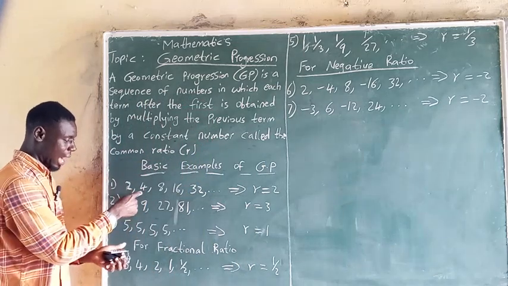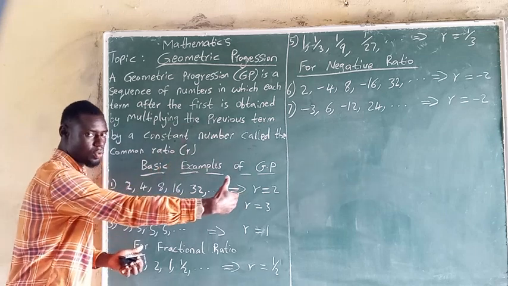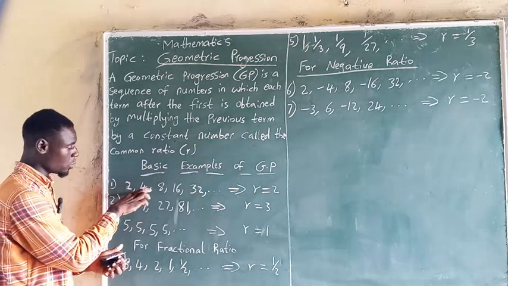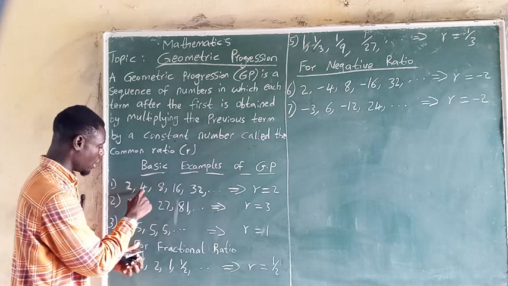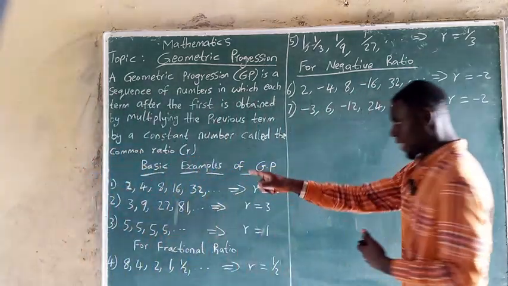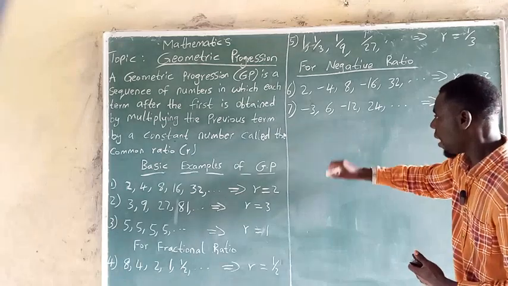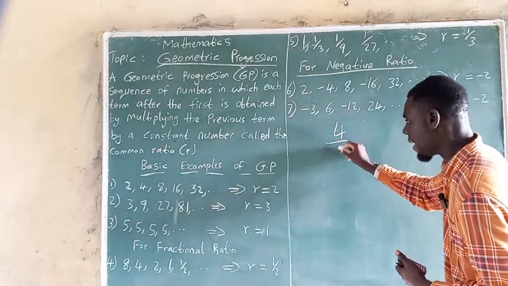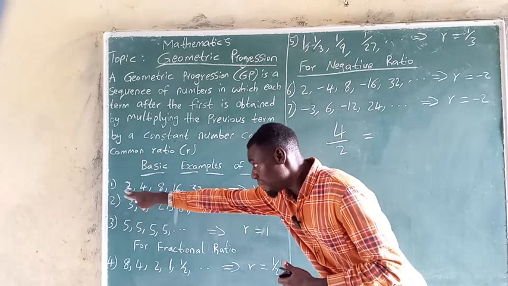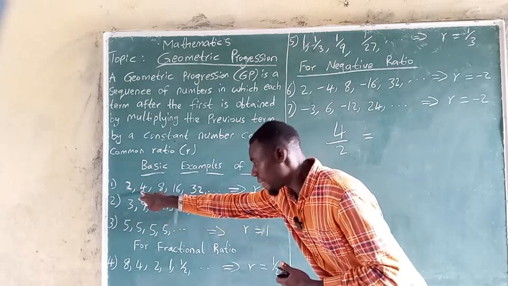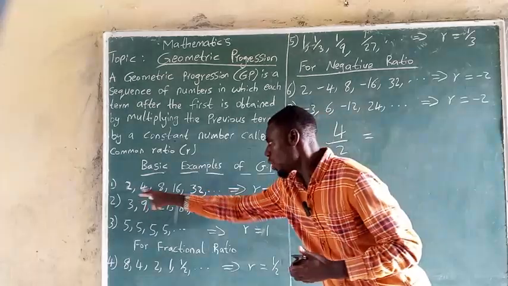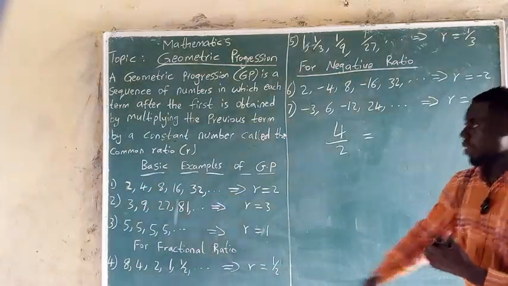I will always use the next number to get my common ratio. For example, if I want to use 4, the previous one here is 2. If I want to use 8, the previous number here is 4. How do we get this? It's very simple. We have 4 divided by 2, or 8 divided by 4, or 16 divided by 8. We want to get that common number that we use to multiply each of them to get the next number. That is what I'm trying to do, to get our common ratio.